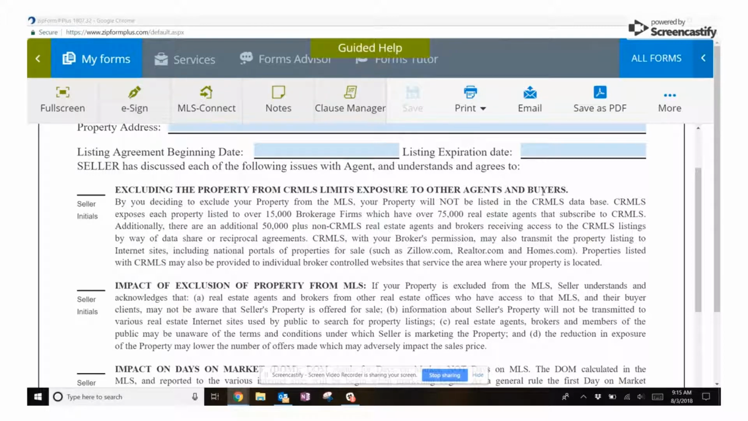Paragraph 1 basically says that if a seller does decide to exclude a listing from the multiple listing service, this will impact the exposure on the internet to multiple possible buyers. Basically, when an agent takes a listing and inputs a listing into the MLS, their listing is now syndicated out to over thousands of different websites. Some of these websites will include Zillow, Realtor.com, HomeSeekers, Homes.com, LATimes.com, OrangeCountyRegister.com, to just name a few.